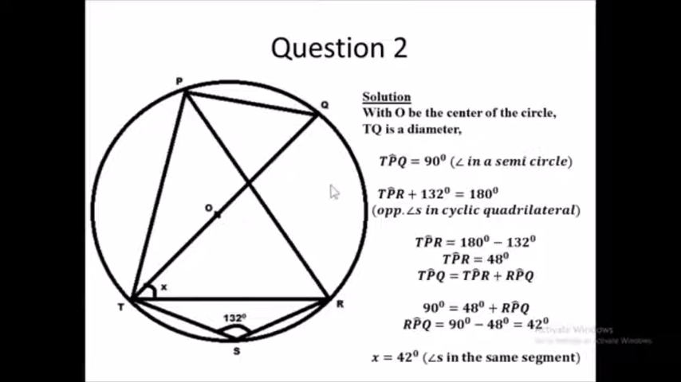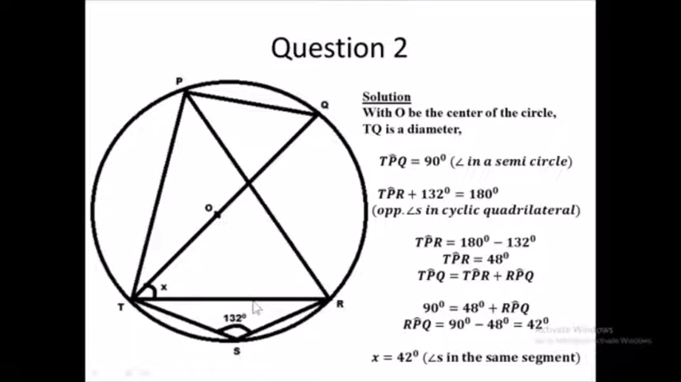The second question we're talking about is the one you are seeing on the screen right now. You have O here as the center of the circle, and that makes TQ a diameter. So we have to find angle X here. That's what we have to find in the question.